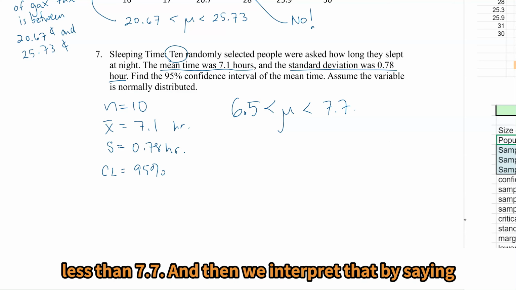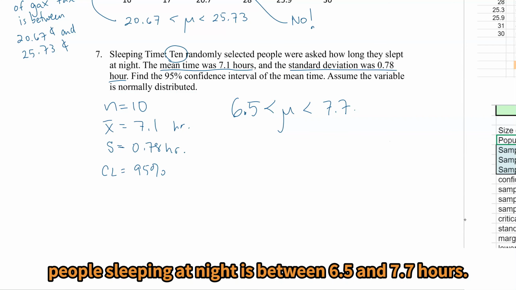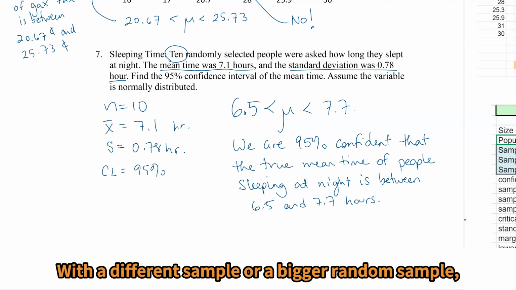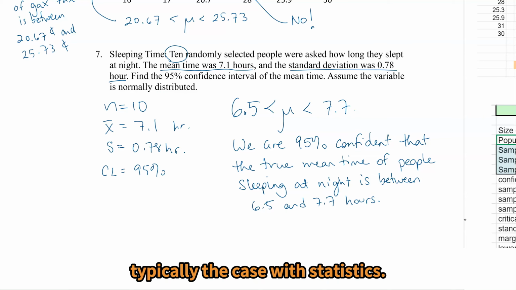And then we interpret that by saying we are 95% confident that the true mean time of people sleeping at night is between 6.5 and 7.7 hours. With a different sample or a bigger random sample, we might get a better estimate, and that's typically the case with statistics.